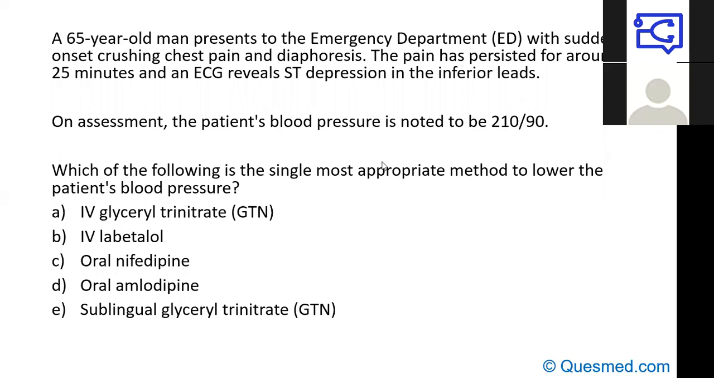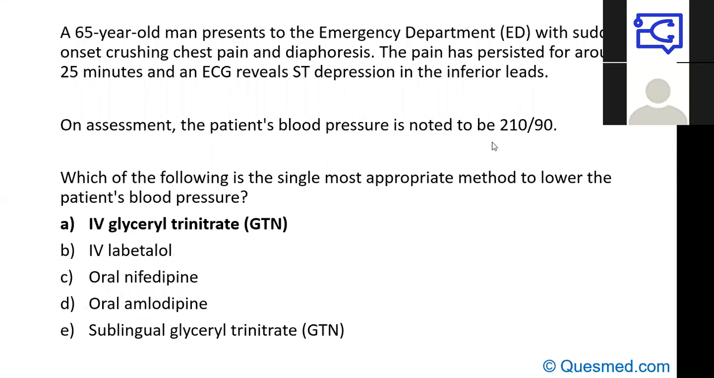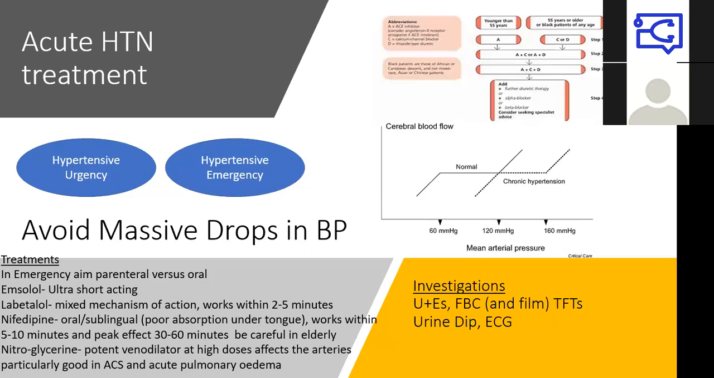Okay, let's see. So it seems 47% of people have gone for GTN, and that would be correct. So let's just look at the questions. This patient basically sounds like he's having an NSTEMI here. He's quite unwell. So how are we going to treat the blood pressure? Well, GTN would be the sensible route. And let's just talk about it, because hypertension is not well done.